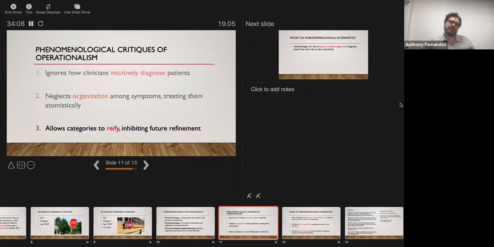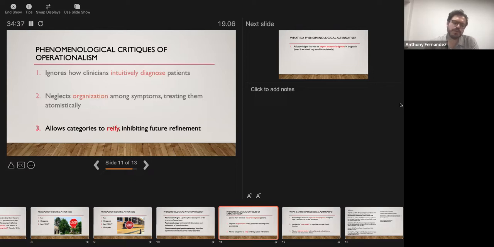And this is a critique that's leveled quite broadly. You see Kendler using this same kind of critique as well. But the phenomenologists also argue that the approach used in the DSM tends to allow categories to reify, so they don't change anymore. And in fact, this might not be a conflict or an argument against operationalism as a whole.